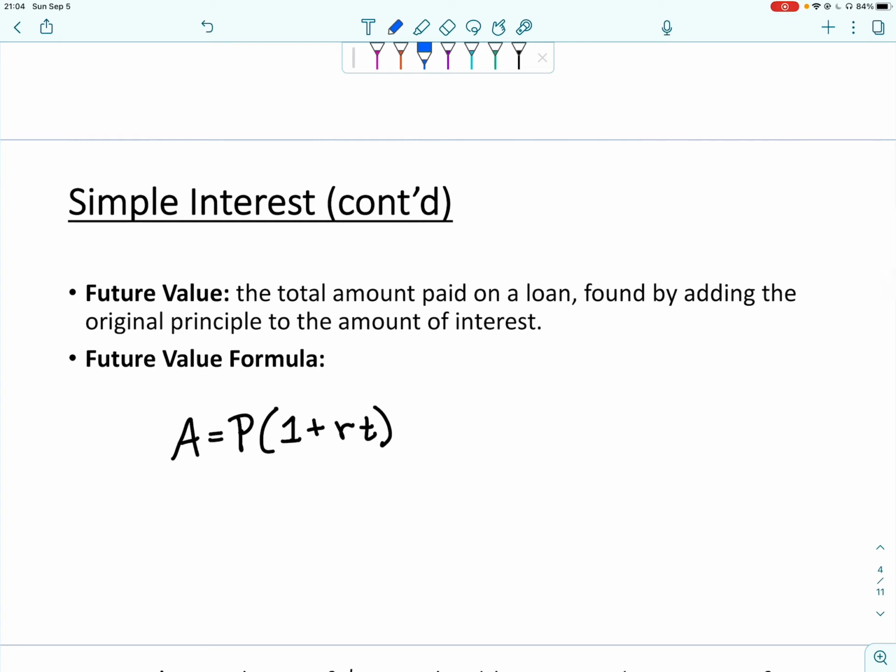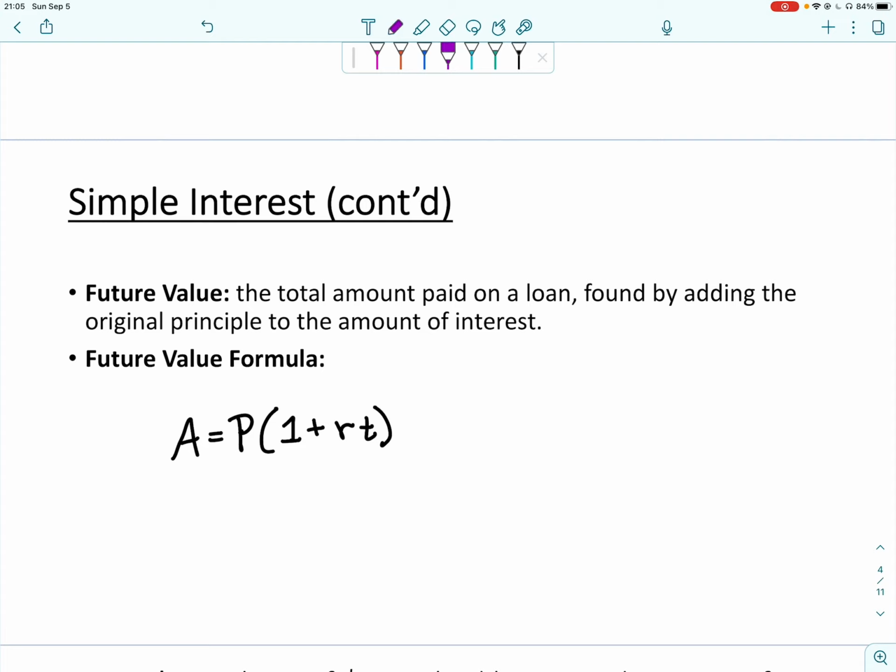So another thing we can do with simple interest is we can find the future value. This is the total amount paid on the loan or the total amount earned in your account. And it's found by adding the original principal to the amount of interest. Now you can do these as two separate steps. You can find the amount in interest and then add it to the amount that you originally deposited. Or you can use this formula and it will do it in one step for you.